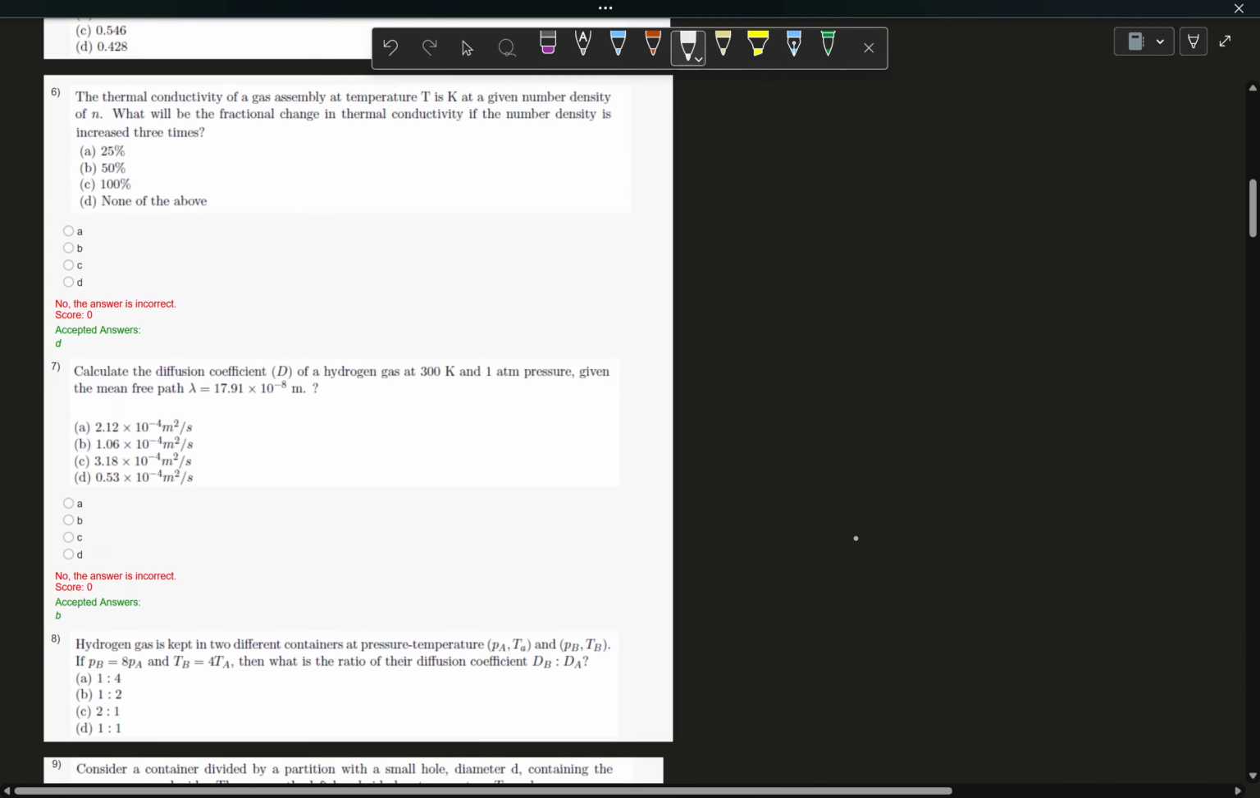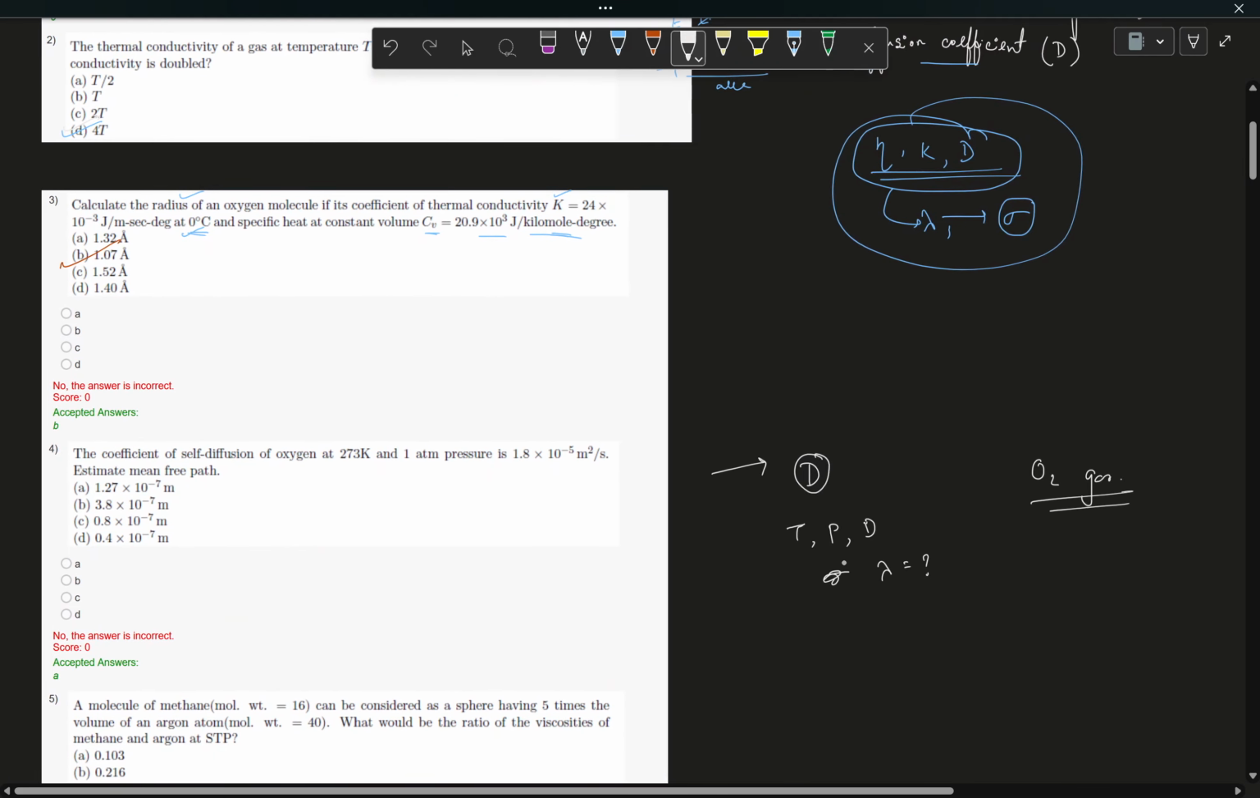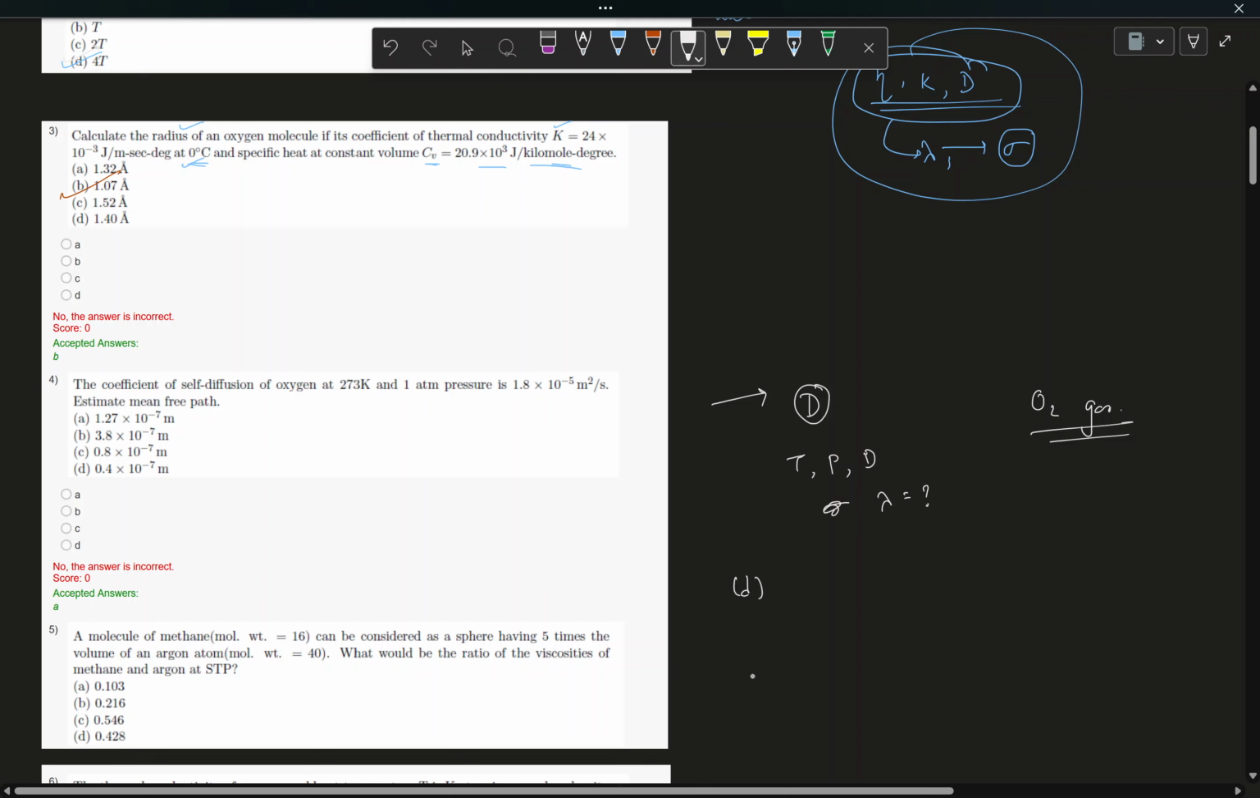So let us check whether it matches or not. Yeah, so this option number D has... I think there has been some mistake in the calculation. Let me check. I think the velocity calculation has some error.